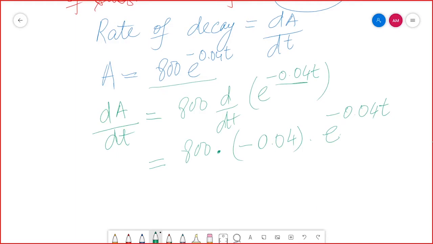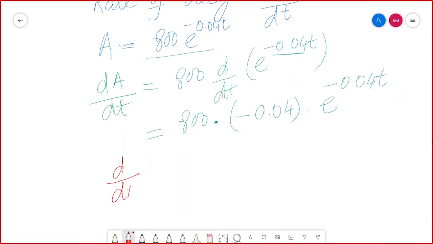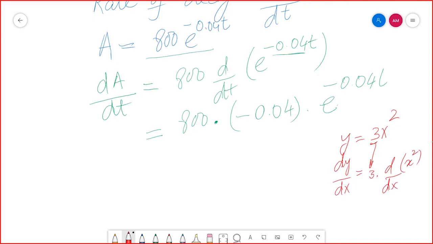Do you remember the derivative of, let me write it. That's a good question. Let me go back. If you have, for example, y is equal to 3x square, can you let me know what is dy upon dx? This is a very basic question. 3 is there, so you put 3 and you take d upon dx of x square, and it becomes 3 times 2x, so it becomes 6x. You did the same here. Any question? So what is 800 times minus 0.04?